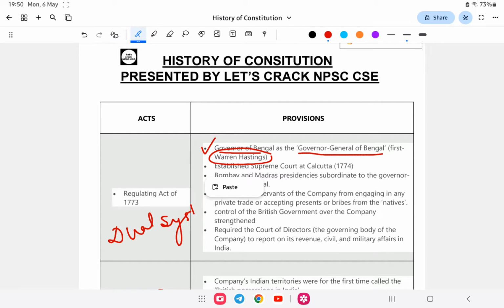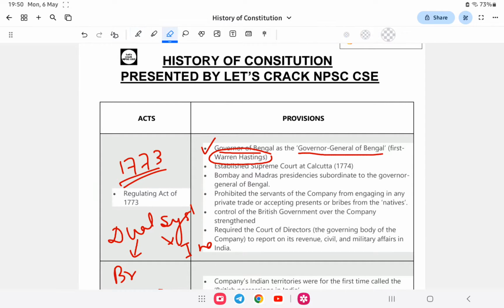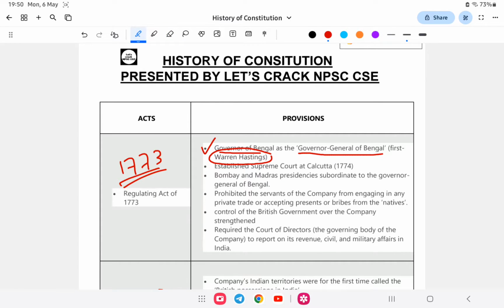Before 1773 there was the dual system, meaning the British controlled the money and the Indian kings ran the administration. Because of that, Indian people suffered, and the British, especially in tax collection, became rich and wealthy. Awareness came, so the whole dual system was ended. He is the first Governor General of Bengal.